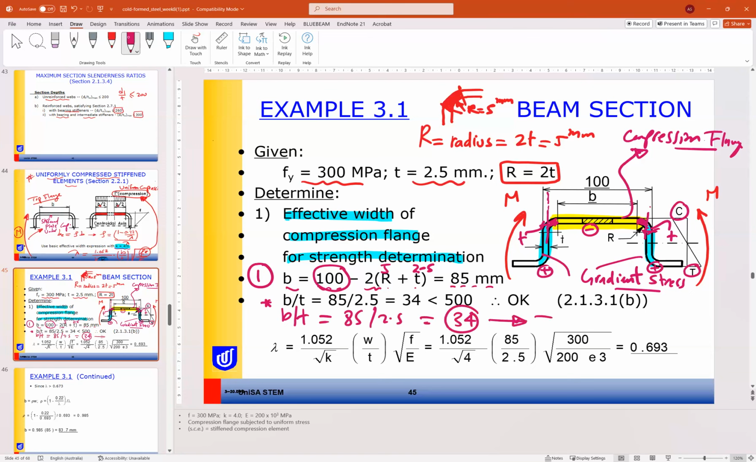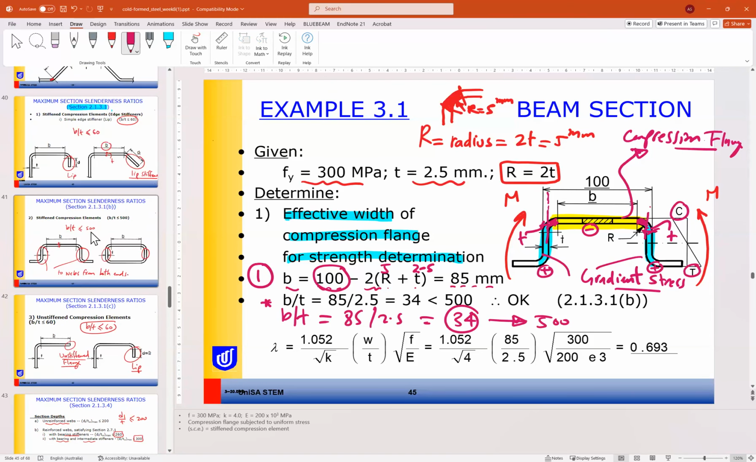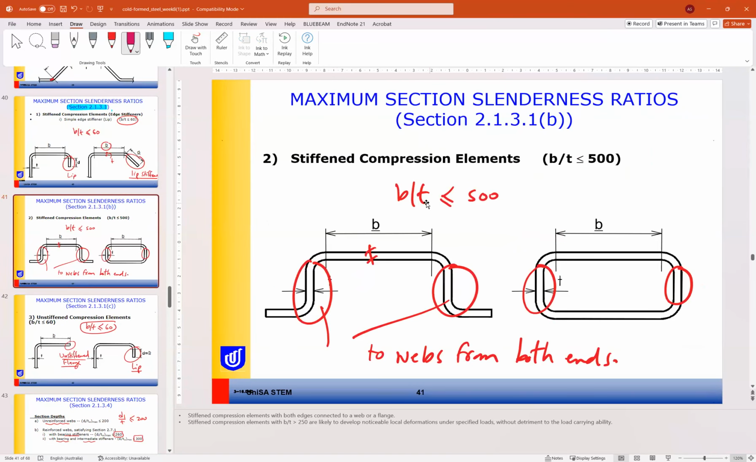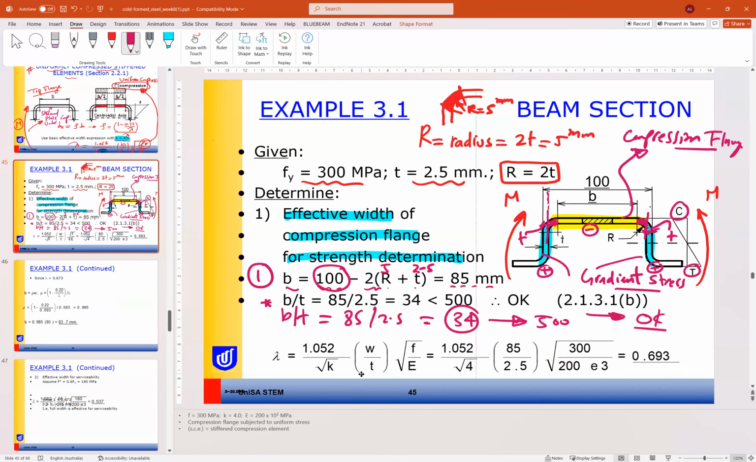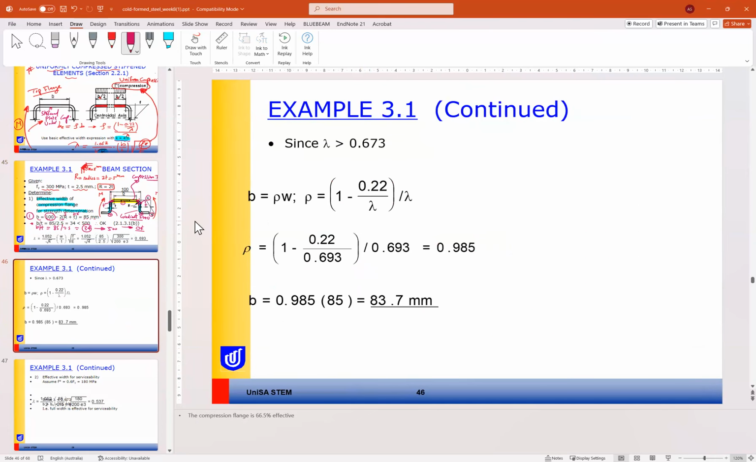We compare this to 500. Why do we compare to 500 here? If we go to this case here, we have a stiffened compression element connected to two webs, so it is 500. So no problem with the dimension. Then we need to find lambda. Why do we need lambda? Because we need rho. Rho equals 1 minus 0.22 divided by lambda, all divided by lambda.